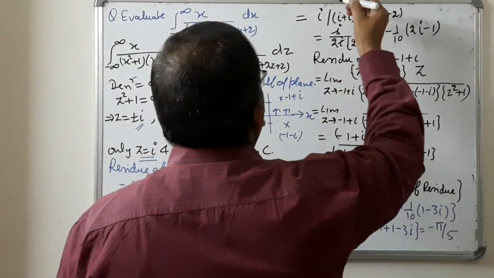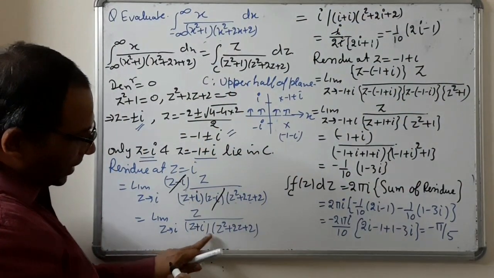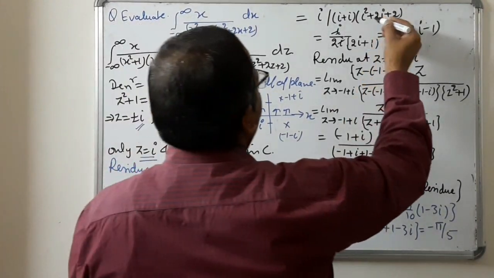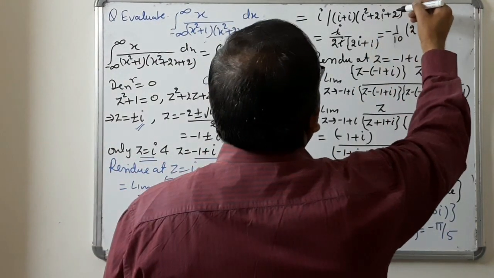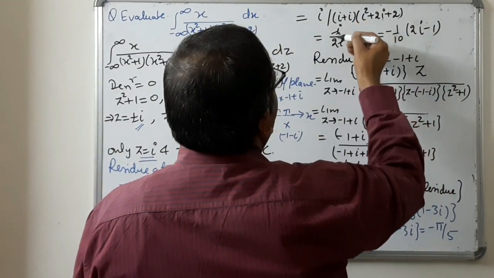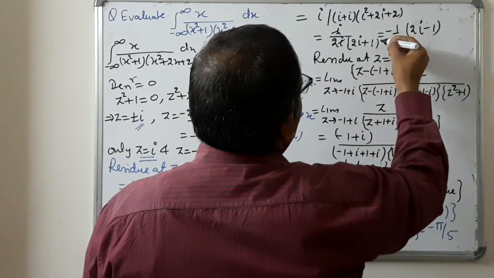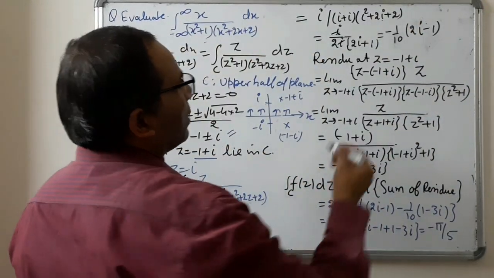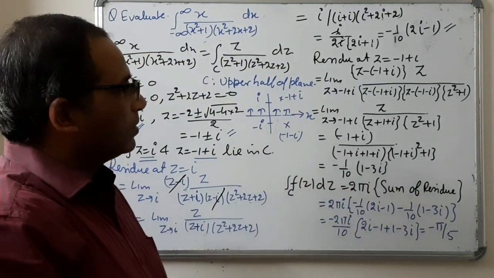So if we put i, then we get i upon i plus i, z plus i means i plus i, z square means i square plus 2i plus 2. Value of i square is minus 1, so minus 1 plus 2, that is 1. So we get i and i cancel out, i upon 2i, i and i cancel out so we get 1 upon 2, 2i plus 1. Multiply by its conjugate 2i minus 1, so we get minus 1 upon 10, 2i minus 1. We get the residue, this one.